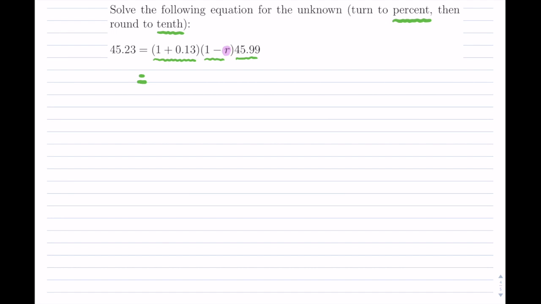Notice that you have 1 plus 0.13. So that is simply 1.13. You can keep it in your brackets if you like. And then you have the bracket and your number at the end. Now I can reverse the order here. It's a little bit of a trick. You can reverse the order of the multiplication and it won't change anything for us. And that's what I like to do.